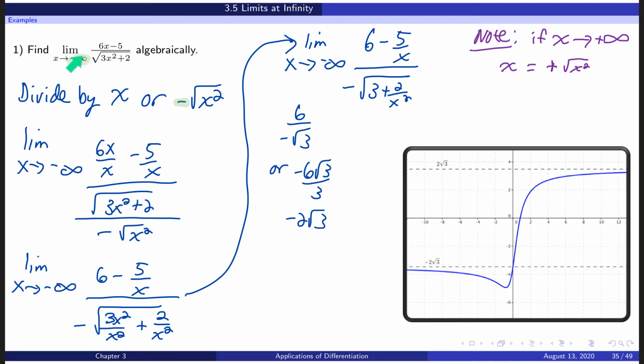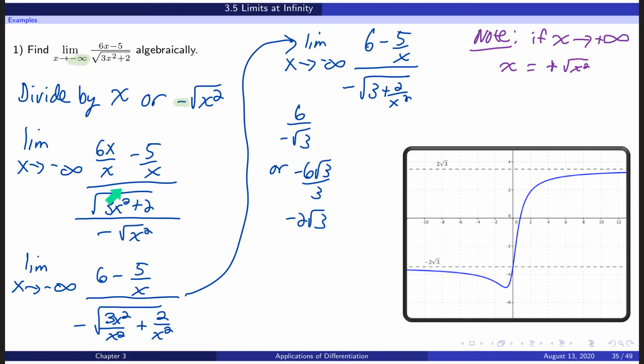So what we'd like to do is look at what happens to this function as we approach negative infinity over here. So the square root of x squared is positive. We want to guarantee that we're approaching on the negative side, so we slap a negative in front of that. And we'll talk about the other case after we're done with this problem. So top gets divided by x. That simplifies down into 6 minus 5 over x.